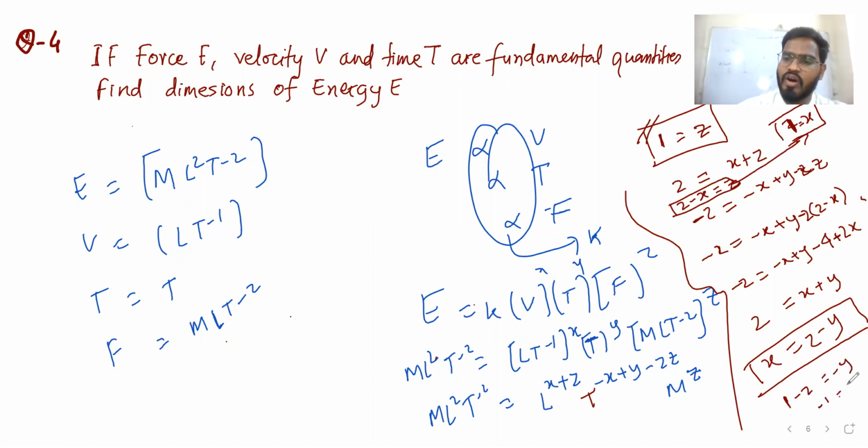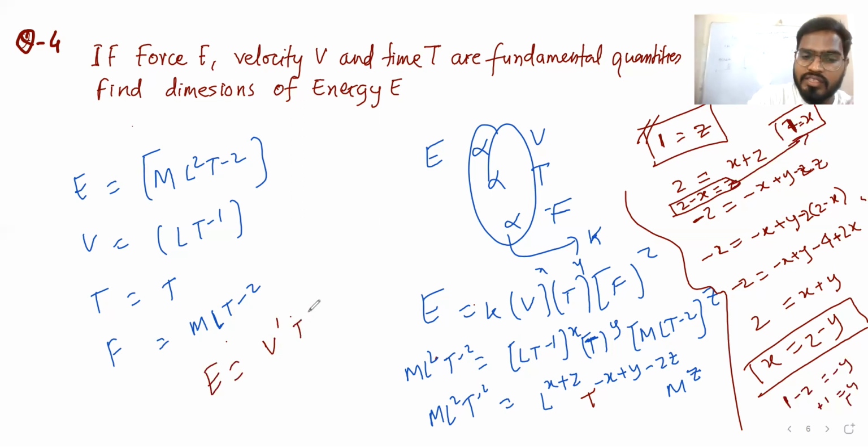So all are anyway what? 1, 1, 1. Y is also 1, right? X is also 1 and z is also what? 1. If you solve it, you will get here. So we got x 1, y 1 and then what? Z also 1. So energy is going to be velocity to the power x, okay, so 1, t to the power y is also 1, z to the power 1, so all are 1.